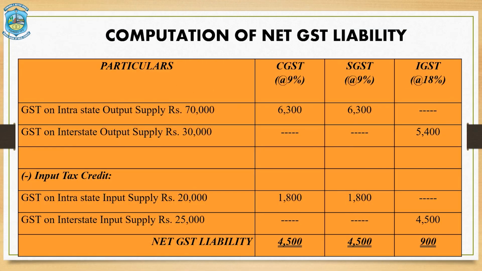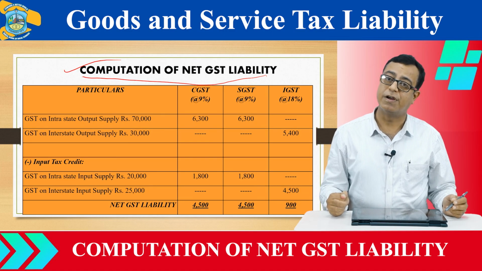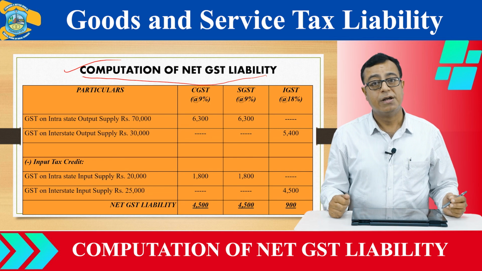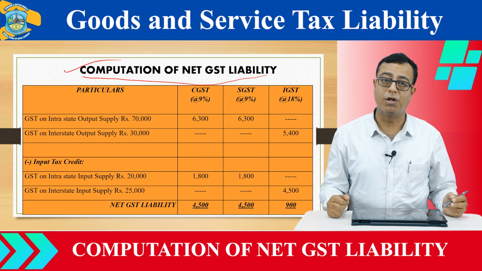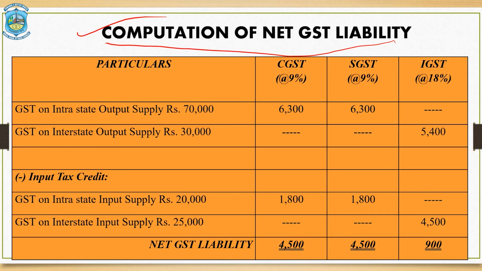Here we have the last table, next table for the solution. Now we are going to calculate the net GST liability of this particular manufacturer or producer of Indore. First we have to calculate the gross GST liability on the sell made by this particular producer. First of all, intra-state sell. The intra-state sell is amounting to rupees 70,000 and we have 9% CGST, 9% SGST, making it 6,300 and 6,300 on intra-state supply, output supply.